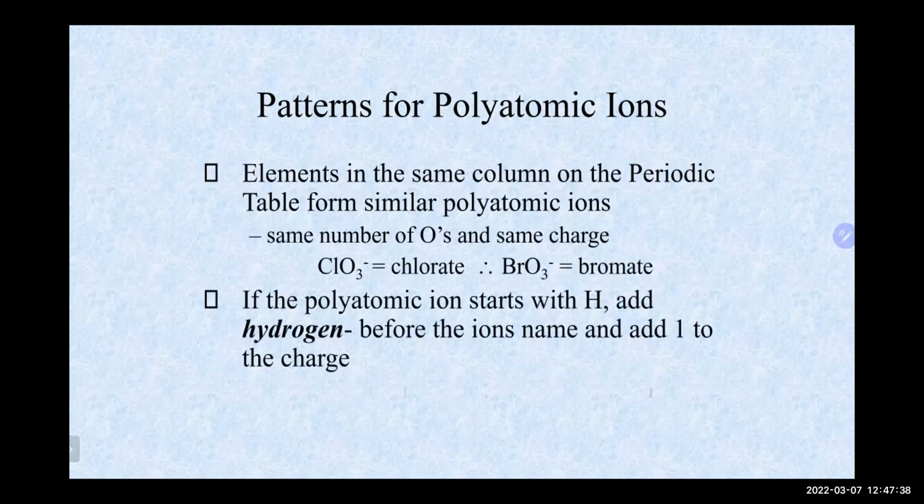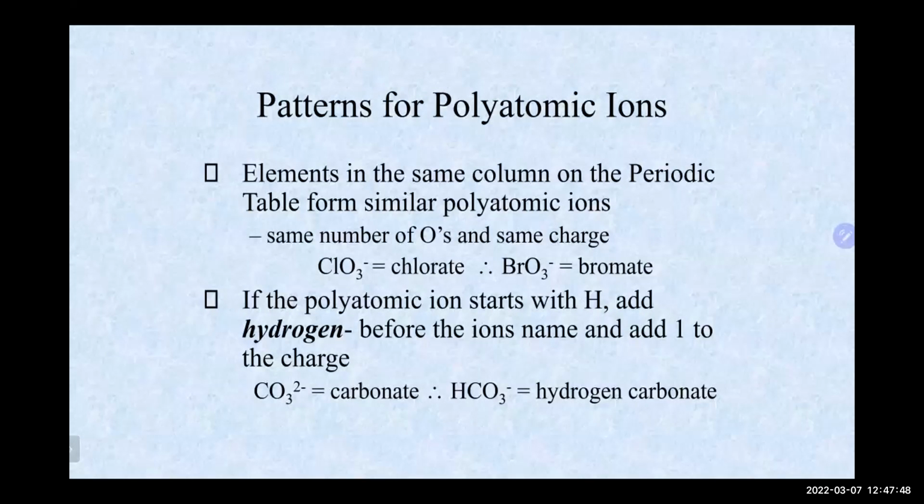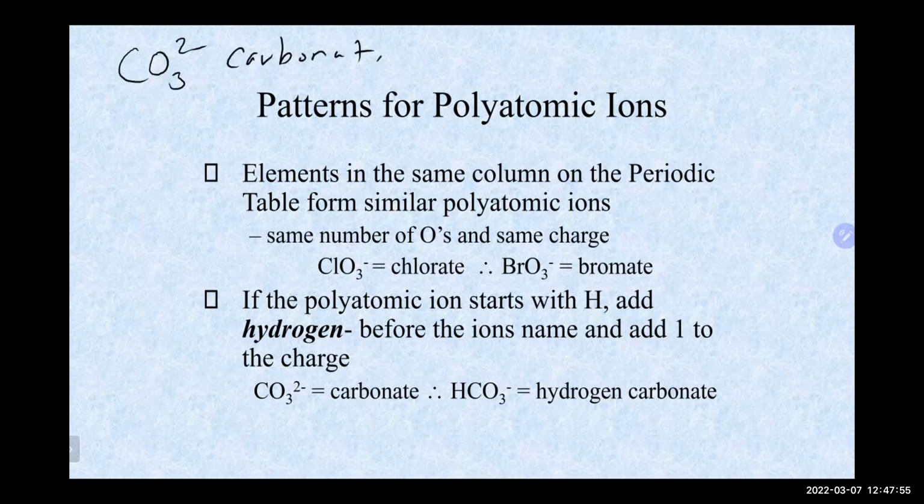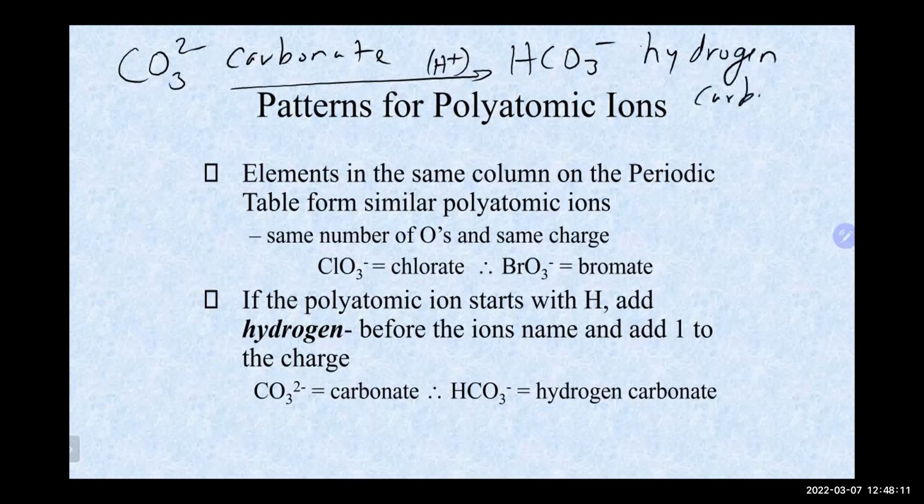Now, another very common thing that occurs, if you look at that list, is that we will sometimes put an H plus onto something. So CO3 2 minus, which is carbonate, is a very common example. If we put an H plus onto it, that gives us HCO3 minus by adding an H plus, and basically putting hydrogen in front of it. So the name reflects that. This is what is known as hydrogen carbonate.